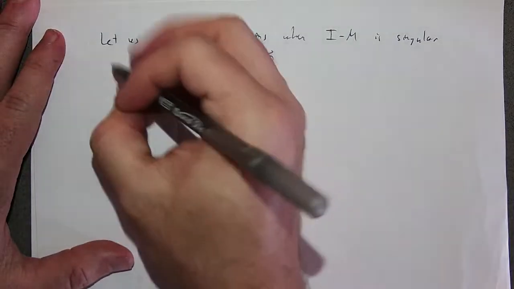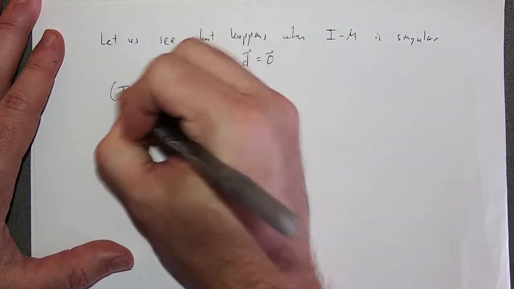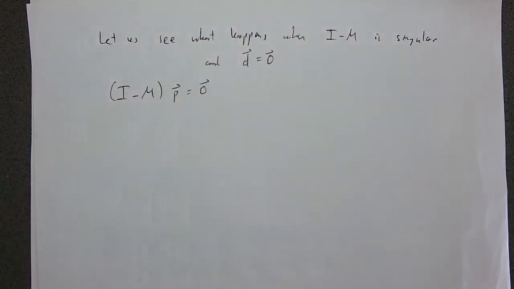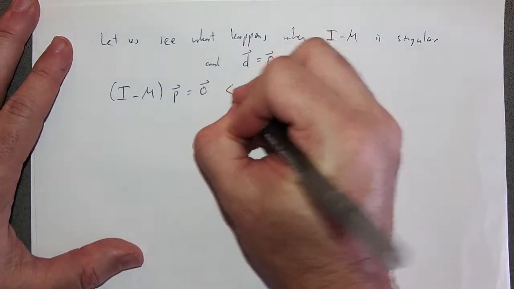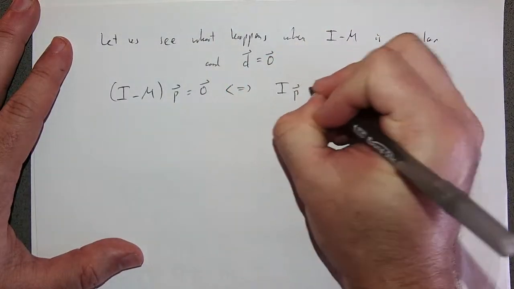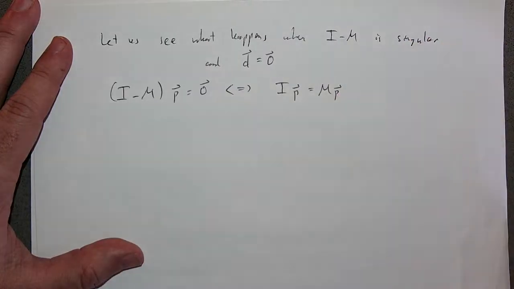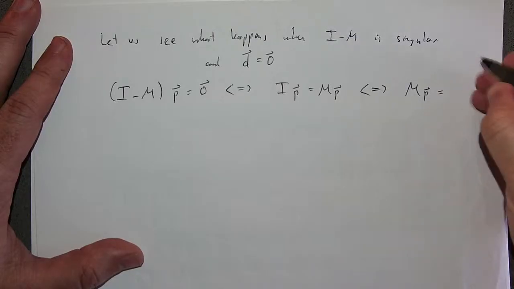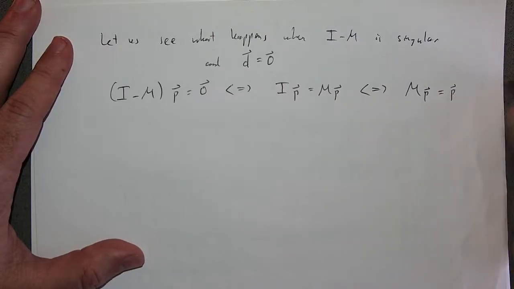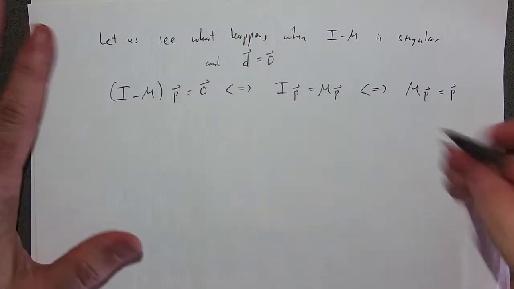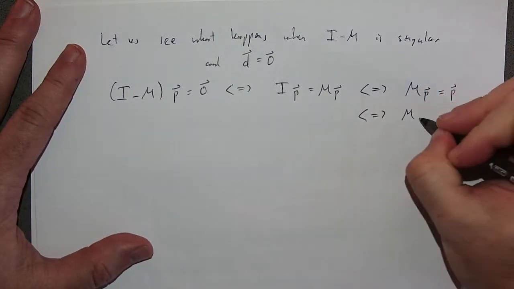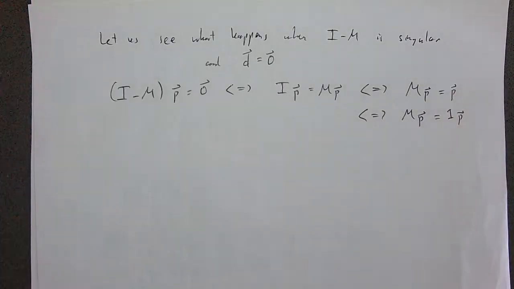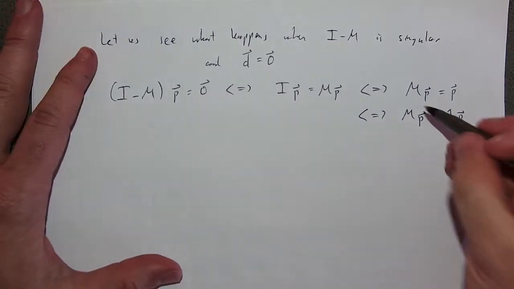In this case, the equation I'm solving becomes I minus M times p equals the zero vector. It's now a homogeneous equation. But of course, this is the same as the equation I times p equals M times p, or rewriting it in maybe a form you're more used to seeing, MP equals P, or writing it in an even more suggestive form, M times P equals the number 1 times P.